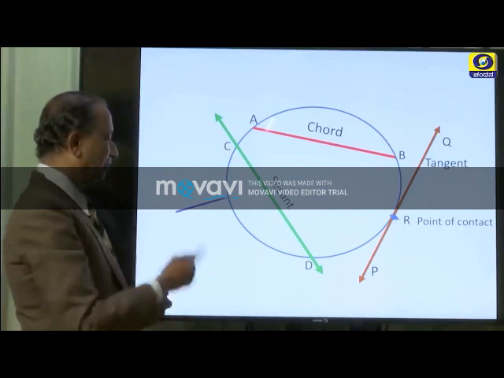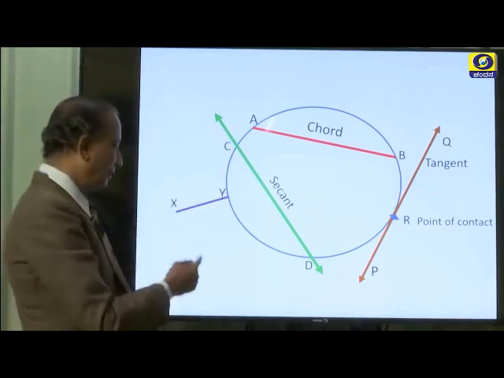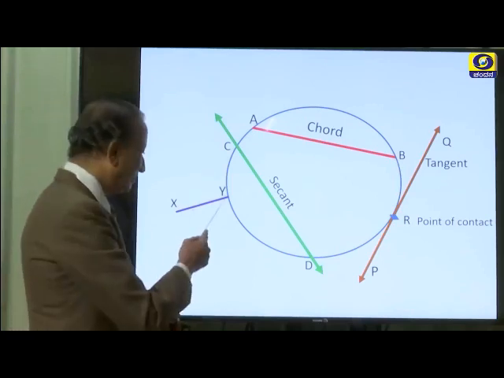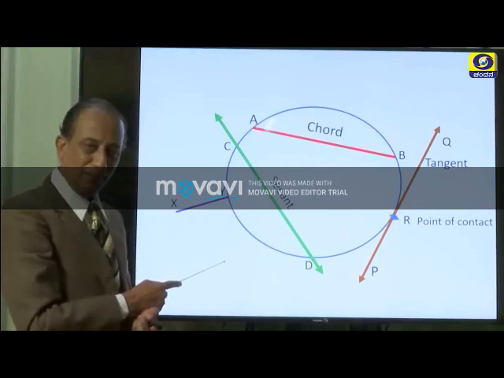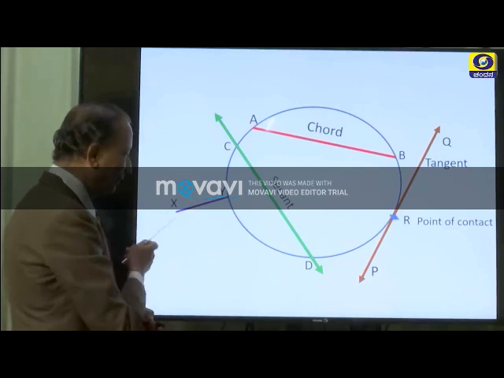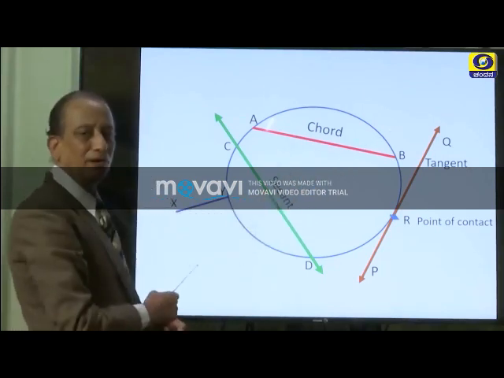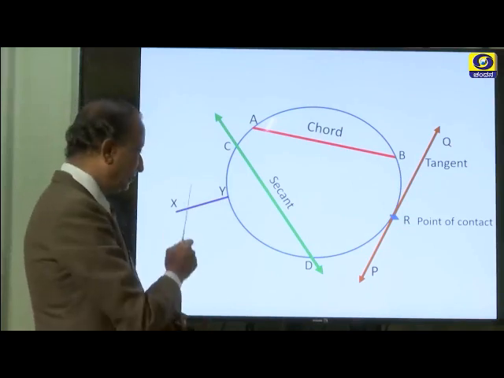Now, look at this line segment. Let us call it XY. Can you call this a tangent, children? Can you say that it is touching at Y? No, because if you extend this line, it will cut this circle at another point. Therefore, it cannot be called a tangent, it is a secant.